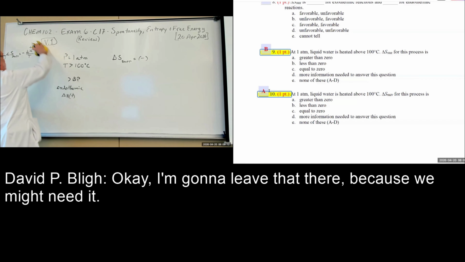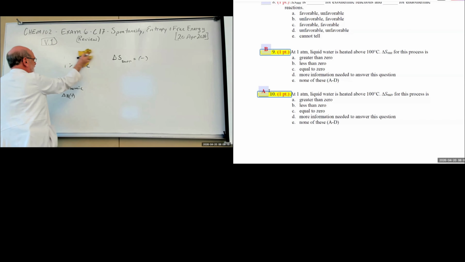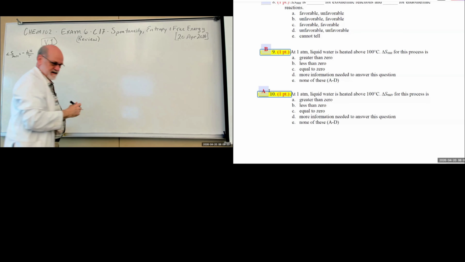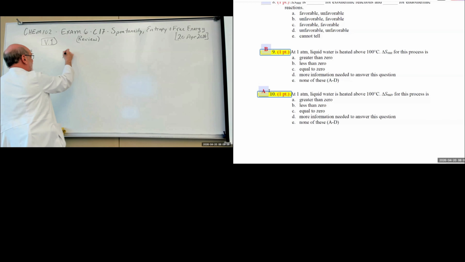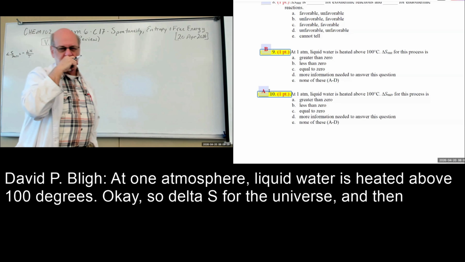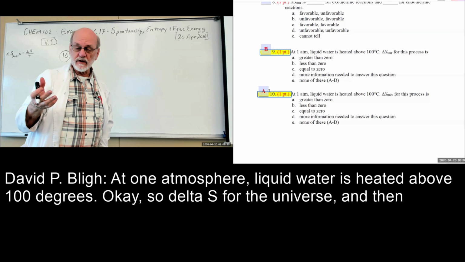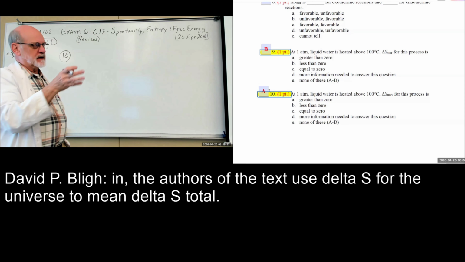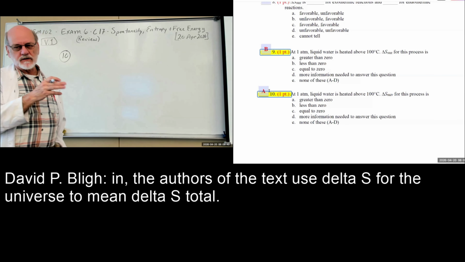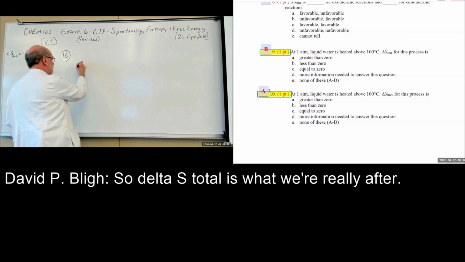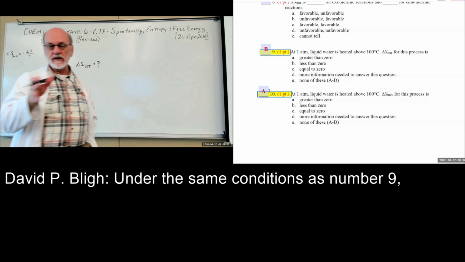Okay, I'm gonna leave that there because we might need it. Let's look at number 10. At 1 atmosphere, liquid water is heated above 100 degrees. Okay, so delta S for the universe, and the authors of the text use delta S for the universe to mean delta S total. So delta S total is what we're really after, under the same conditions as number 9.